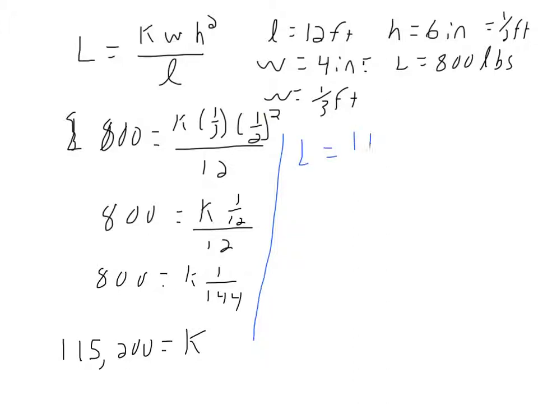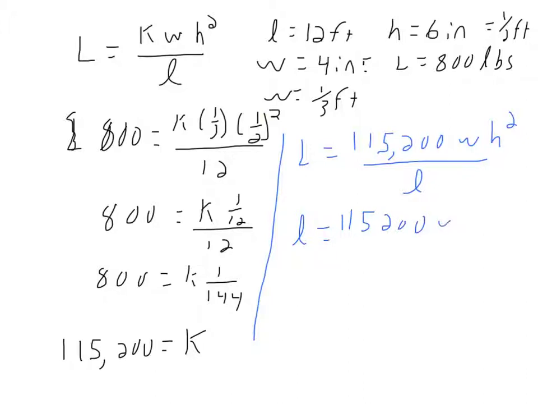Next, I'll put that number into the formula. The load would be 115,200 WH squared over L. And so the next thing they do is they give you everything but the length of the board. They give you the load, the width, and the height, and they ask you to solve for the length. So we could just swap these two here. The length of the board would equal 115,200 WH squared over the load of the board.